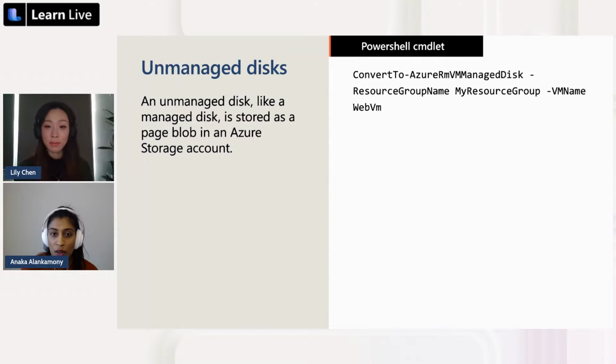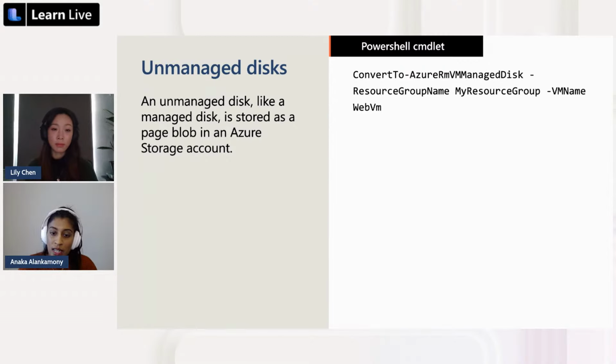Now let's look at how unmanaged disks work on a high level. Both managed disks and unmanaged disks are stored as page blobs in a storage account, but the key difference is that with unmanaged disks, you will have to create and maintain the storage account manually. You would also have to encrypt your disk manually, and providing granular access to specific individuals is also not as straightforward as with managed disks, and that will also have to be done manually.